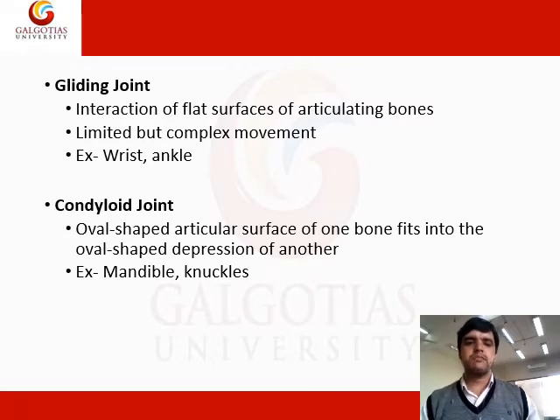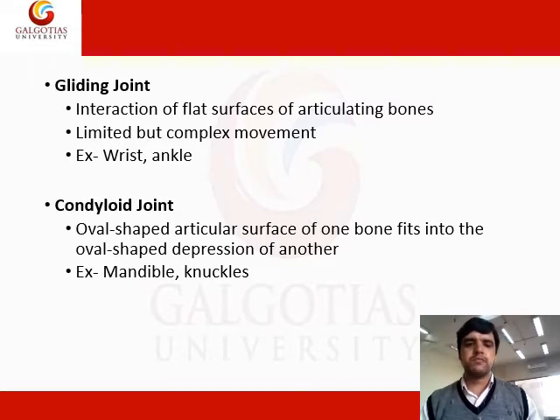Next or last type of synovial joint is the condylar joint. In these types of joint, the oval shaped articular surface of one bone fits into the oval shaped depression of another. It can also be known as an ellipsoid joint. Basically, the ending surface of one bone will be oval shaped, and the other bone will be oval in shape, but depressed. So one is elevated and the other is a depressed surface, and both join together and form the joint.